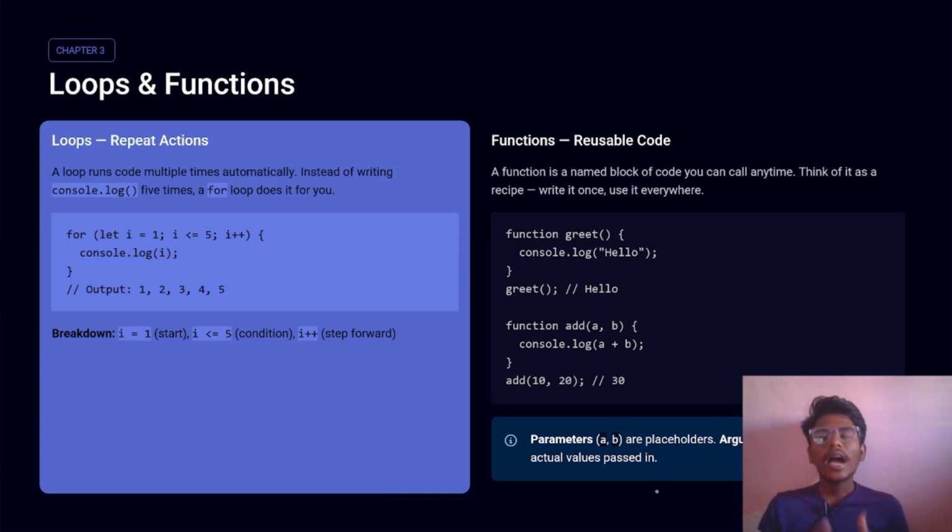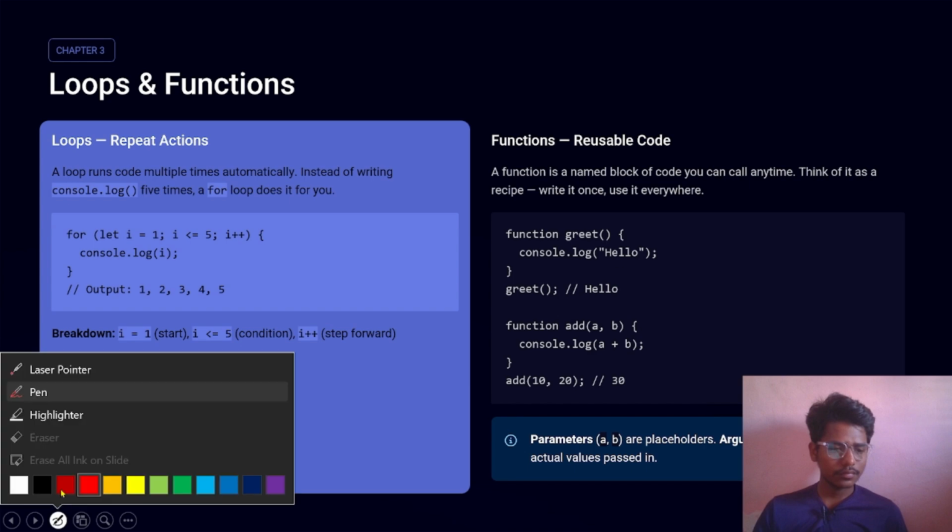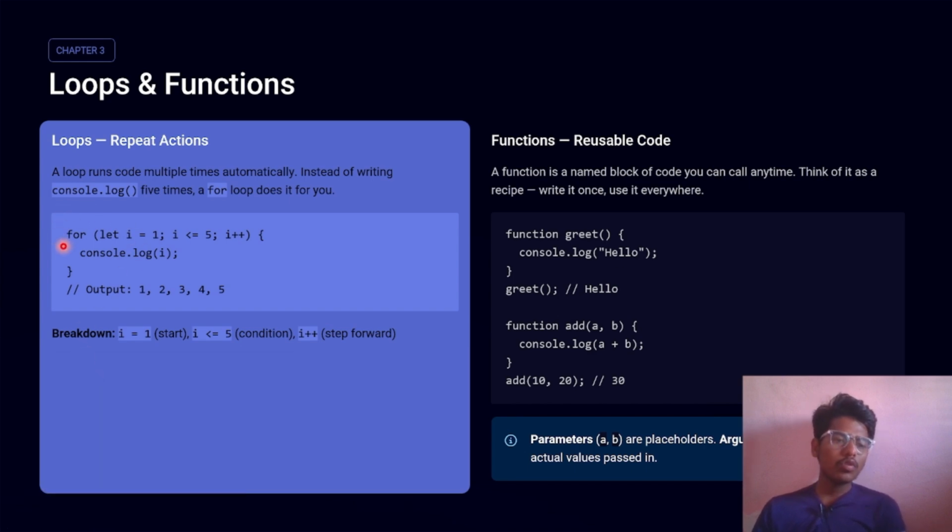Now I need to print 1 to 5 numbers. I don't want to write console.log 1, console.log 2, console.log 3 like that. I can simply use a for loop. Here I am using the for loop.